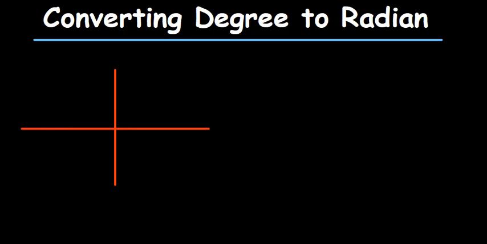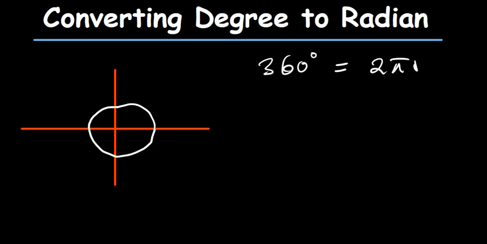We do know that from this point to this point it is 90. If I reach here, that is 180. If I reach here, 270. If I reach there, 360. So this is a full circle. This full circle is 360 degrees, which is equivalent to 2 pi rad. So in 360 degrees we have 2 pi rad.